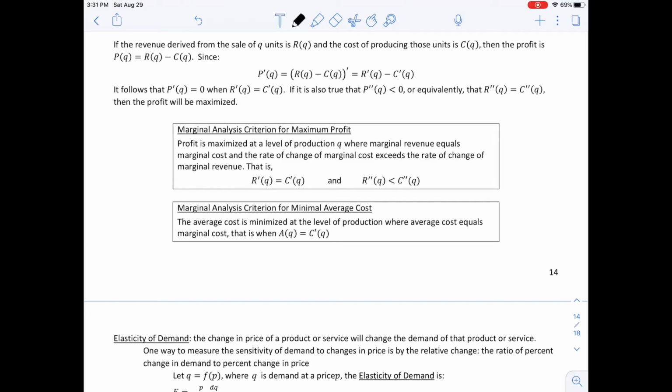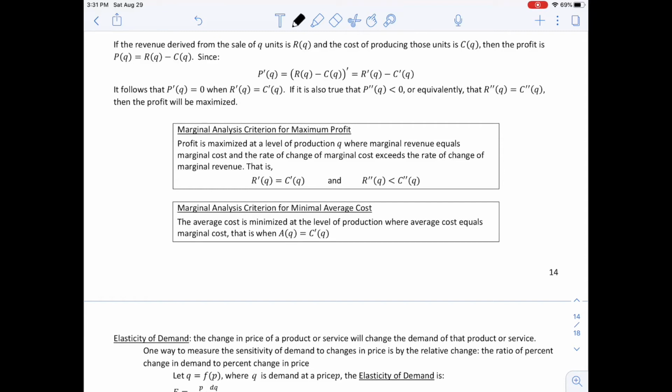It follows that the derivative of P of Q is equal to 0 when the derivative of R of Q is equal to the derivative of C of Q. If it is also true that the second derivative of P of Q is less than 0, or equivalently that the second derivative of R is less than the second derivative of C, then the profit will be maximized.